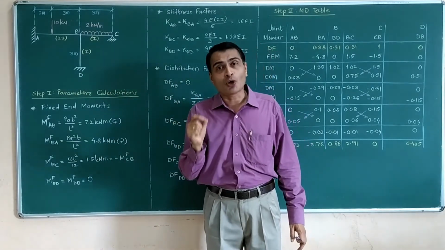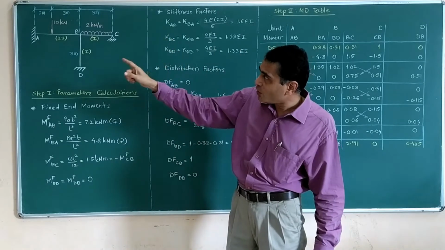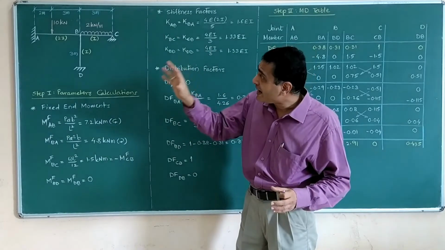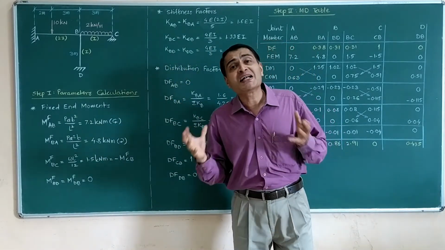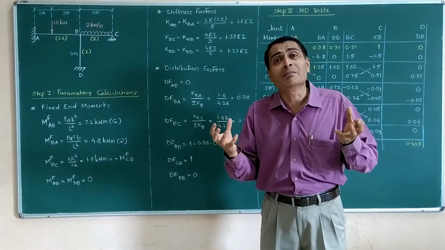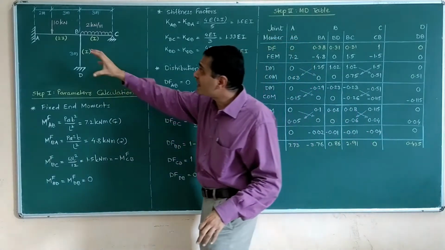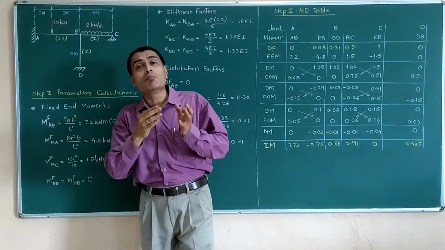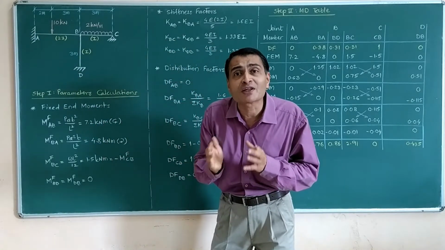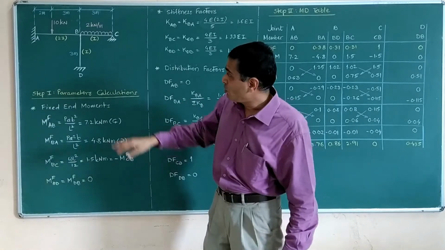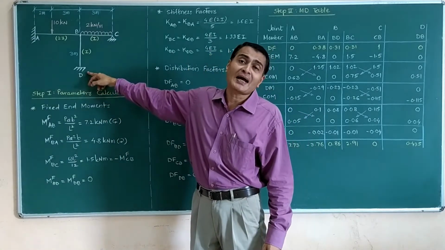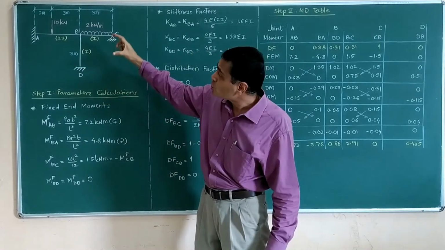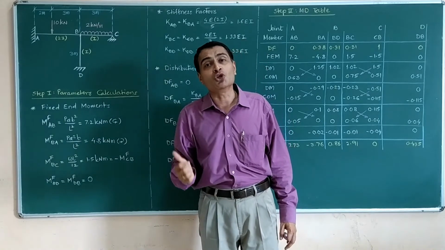So again I would like to point out, observe support A, observe support D, observe support C. A and D are infinitely stiff wall and base. Whatever moment I try to apply at A, it is completely absorbed by A. So member AB's distribution factor is 0. Similarly, whatever moment I try to apply at D, the entire moment is absorbed by the rigid base. So distribution factor for DB is 0.